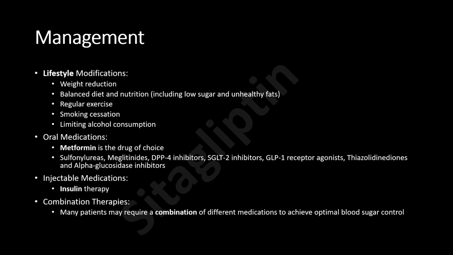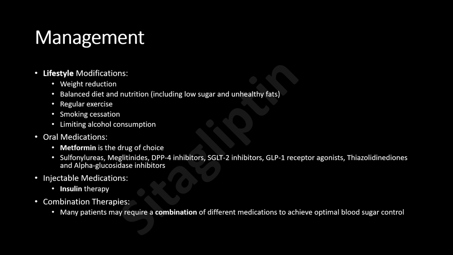First and foremost, weight reduction, and a balanced diet, which includes more protein and less sugar, less lipids. We need to exercise regularly. We need to cease smoking. We need to limit alcohol, and all of these factors, which come under the heading of lifestyle modifications, are very important. And if we don't follow these modifications, no matter how much medication we consume, our diabetes won't be controlled.